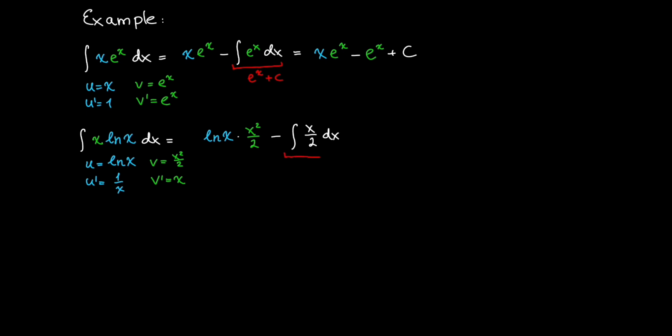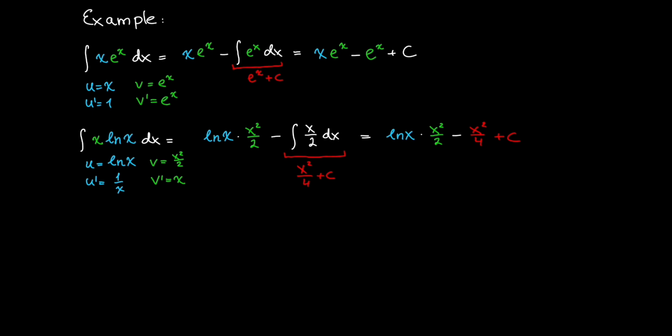Now this integral here, we can simply solve with the power rule, and what you're going to get is x squared divided by 4 plus c, meaning the final answer to this integral will be the following. It will be ln x multiplied by x squared over 2 minus x squared over 4 plus c. And here would be your answer.